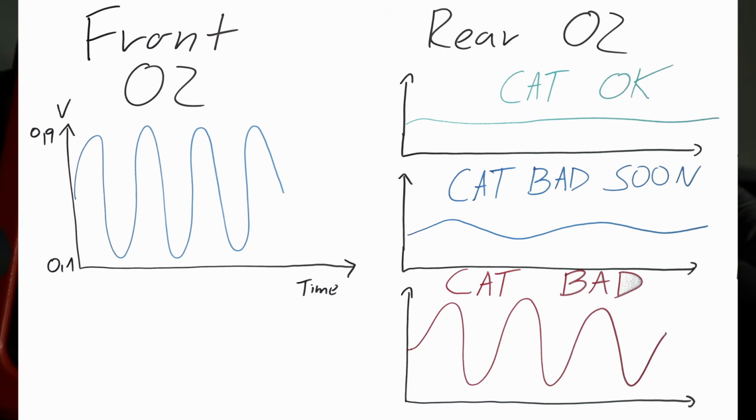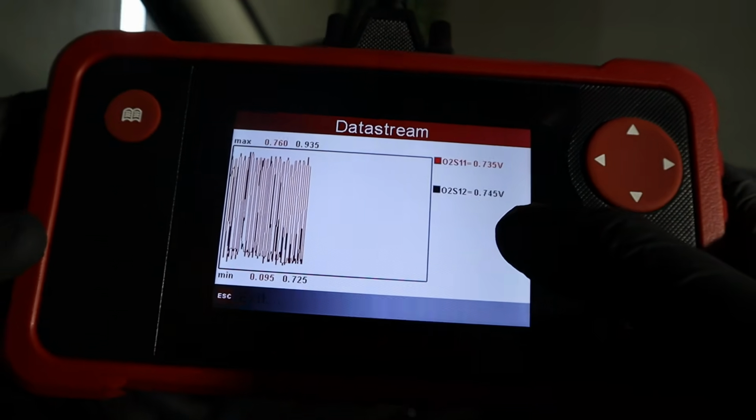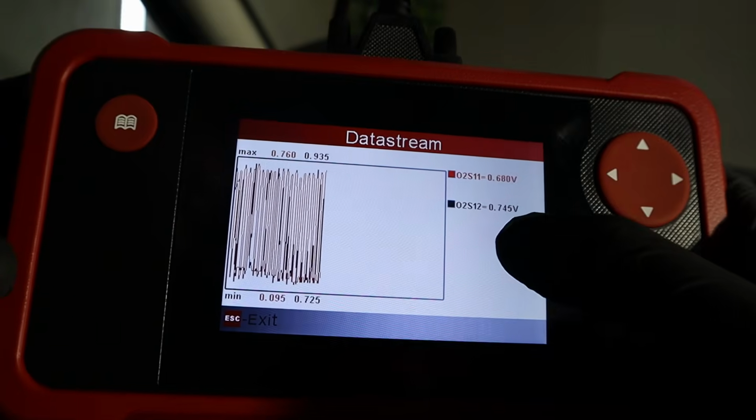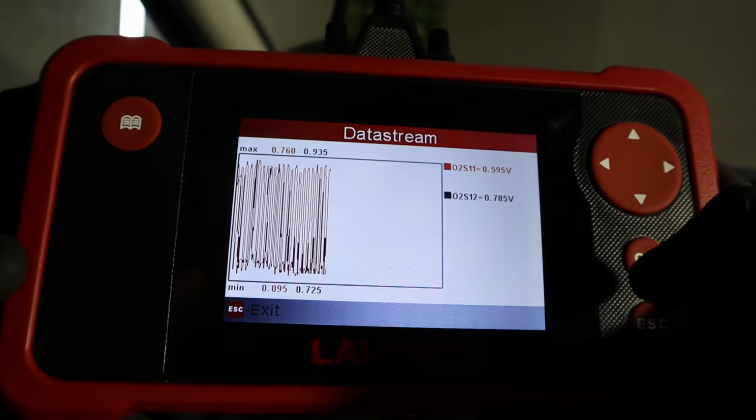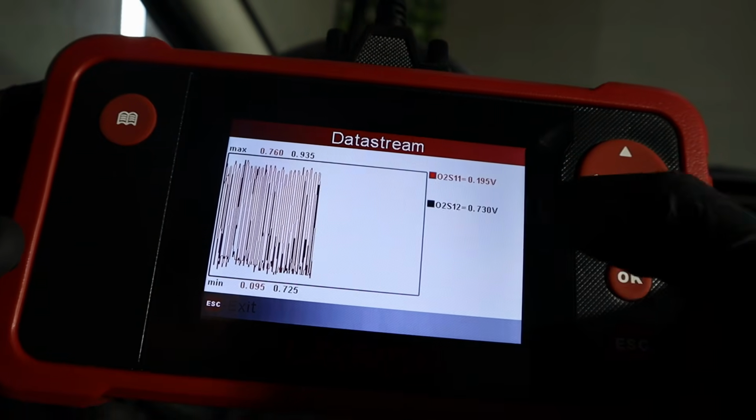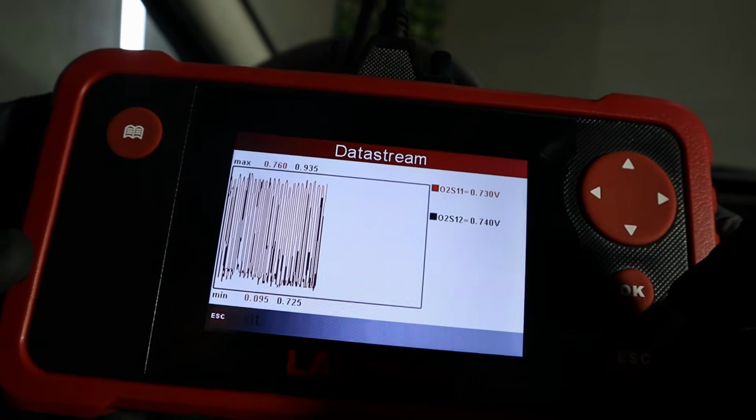What you want to see is something like that. You can see it is sticking to one value. I mean, the engine isn't completely warmed up. You can see some fluctuation, but you can see it is not dropping to 0.1 volt like this first value for oxygen sensor 1. I am positive that the catalytic converter is working fine in this vehicle.